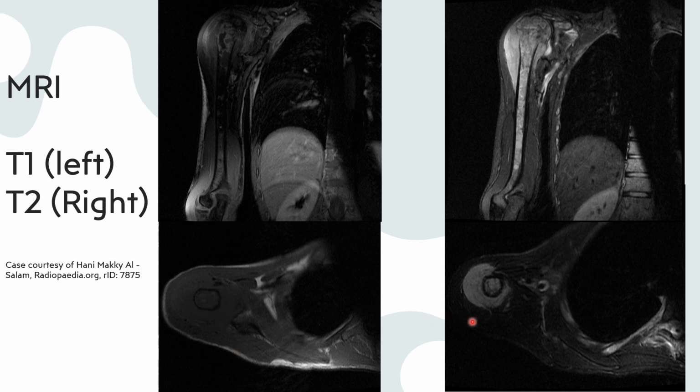But on the T2, on the right-hand side, you can see that there is significant proliferation of the soft tissue and destruction of the cortex and the tumor originating inside the medulla. And since it's really hyperintense, that's how the T2 is really significant in picking up this tumor on MRIs.